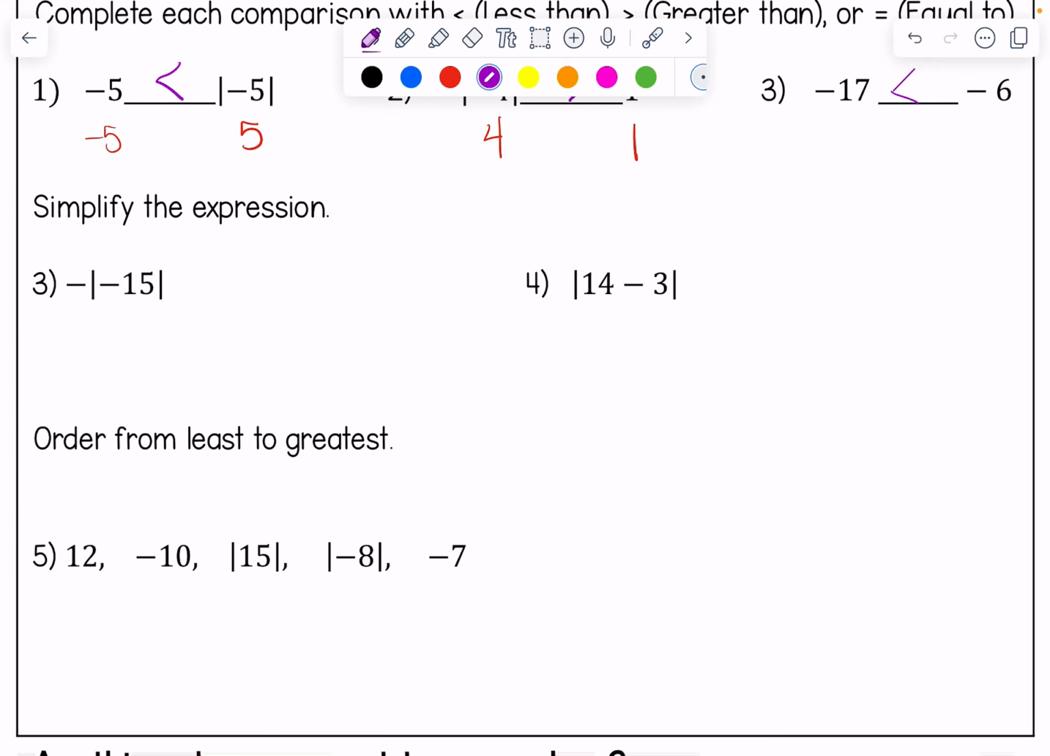On number 3, this is where I have that negative, or opposite of, outside of the brackets. So I need the opposite of the absolute value of -15. I'm going to simplify what's inside of the brackets first. That's just 15, and then the opposite of that would be -15. On number 4, these brackets again are like grouping symbols, so we solve whatever is inside of them first in our order of operations. So we would do 14 minus 3 is 11, and then I'm going to take the absolute value of 11, which is 11.